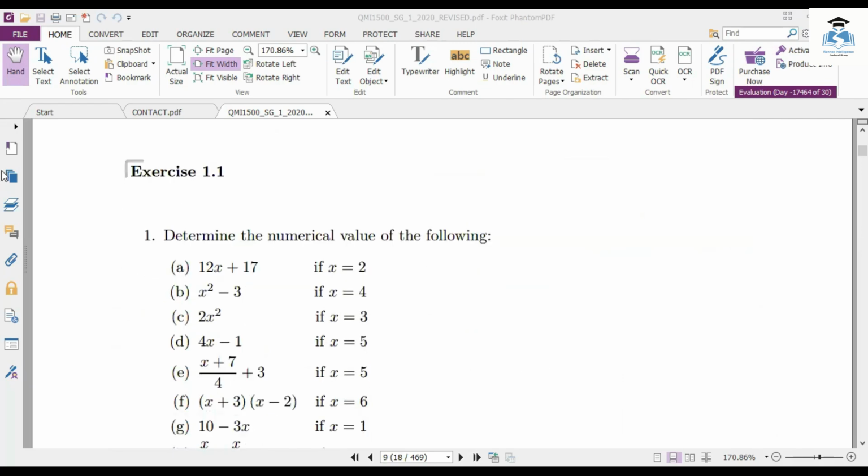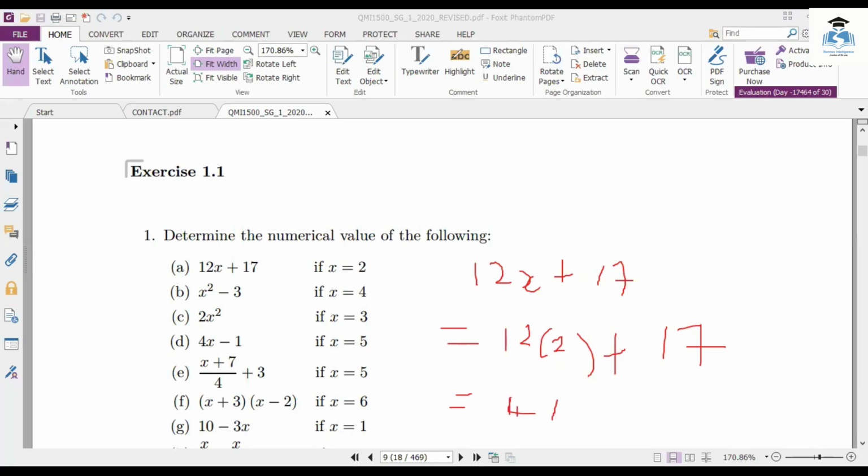So here is simple stuff. Determine the numerical value of the following: 12x plus 17 if x is equal to 2. What they are saying is substitute 2 where there is x. So 12 by 2 plus 17, which will give you 12 times 2, 24 plus 17, then 41. So that will be your answer.